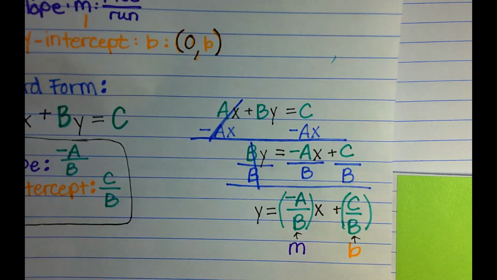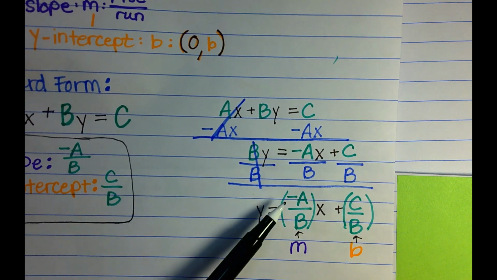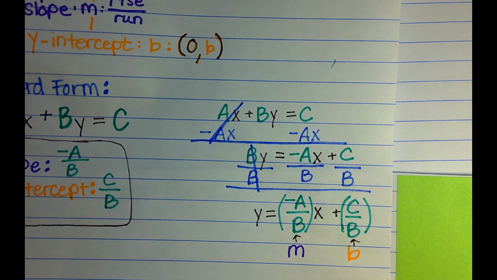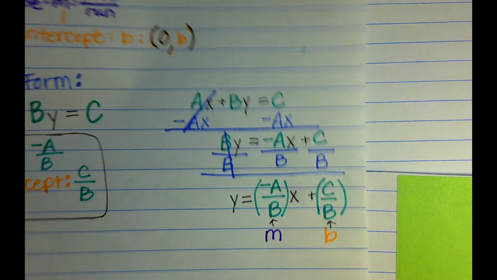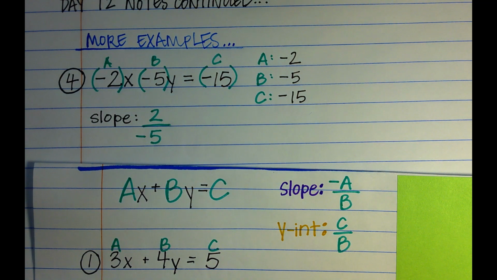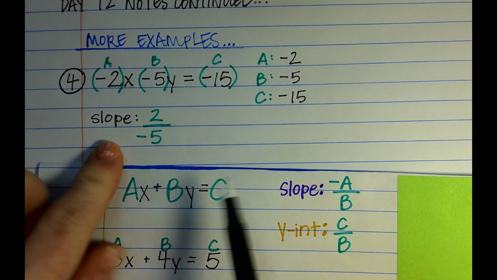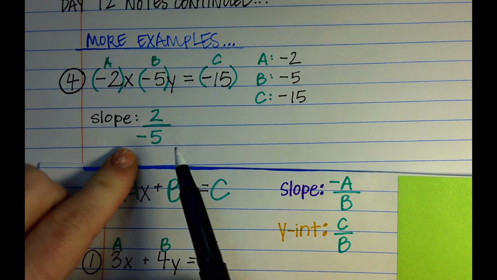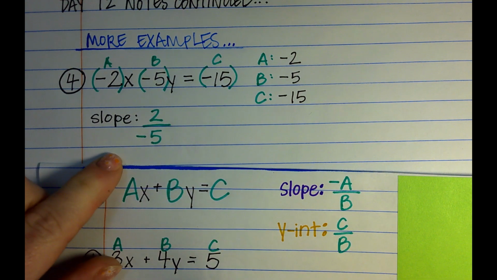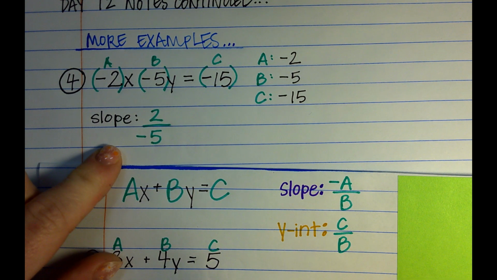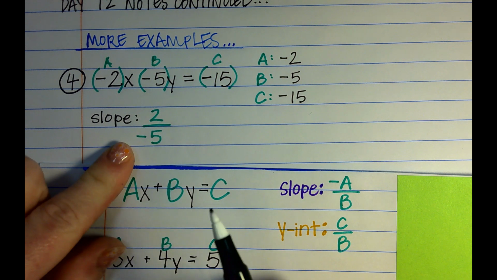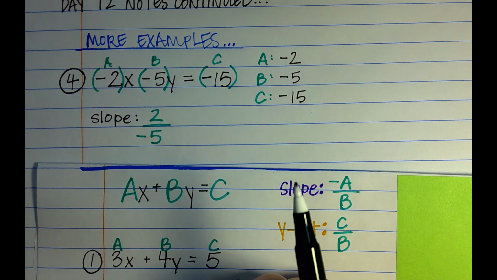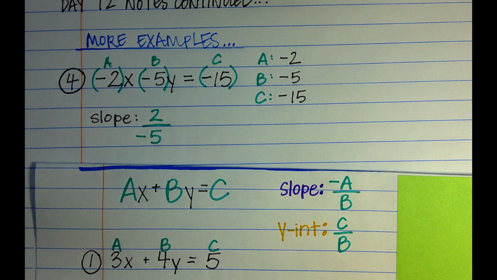So B and C, you don't change them. But A is negative A. So if it's negative, we turn it positive. If it's positive, we turn it negative. Just A though. The rest do stay the same. So our slope is 2 over negative 5. You could also think of it as negative 2 over positive 5. Either way, we just know that we have a negative slope here because one of our numbers is negative. Okay.